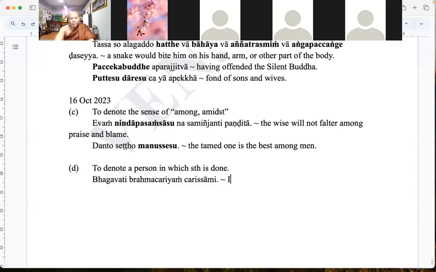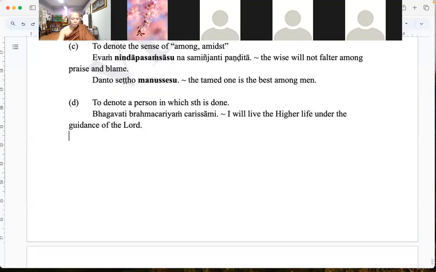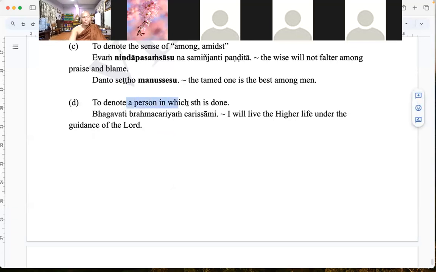So Bhagavati Brahmacariyam, I will live the higher life in the Lord, that means under the guidance of the Lord. Generally, a person in whom, not in which, sorry, in whom something is done. In whom means under the guidance of whom, or to whom one shows respect, or something like that. So here, Bhagavati.